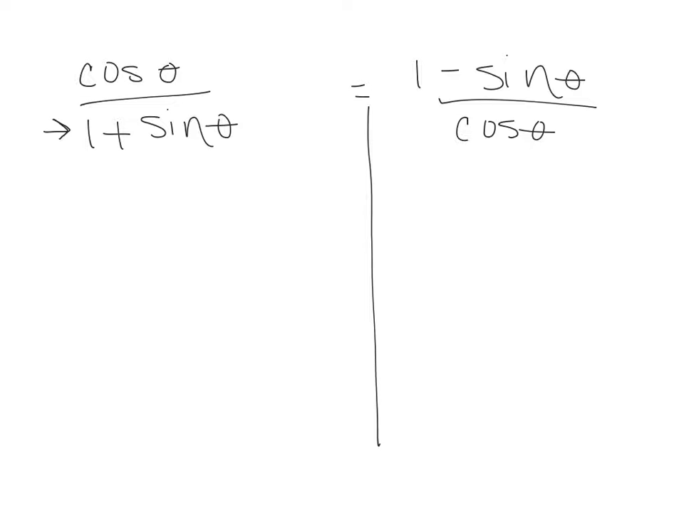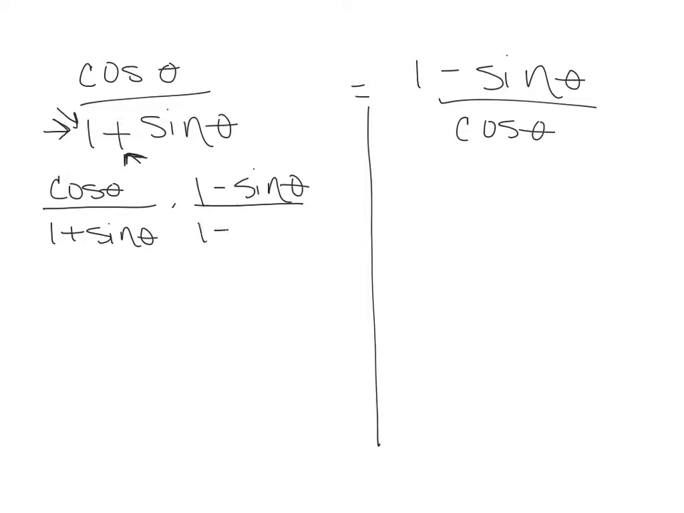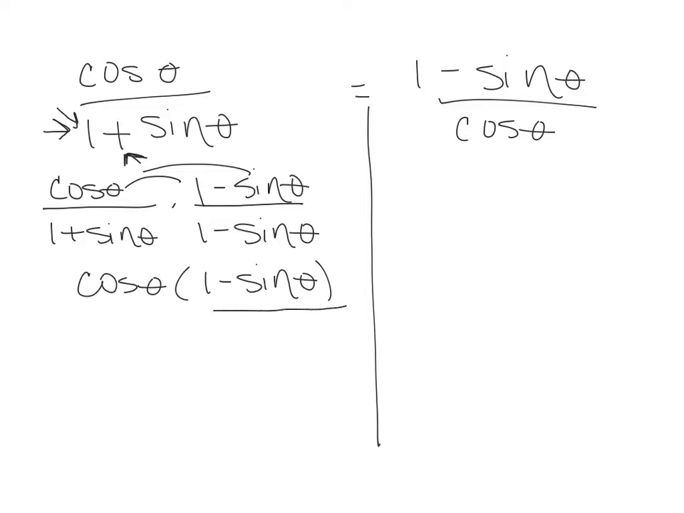And what we want to do is take this one and rationalize it. So we're going to take the top and the bottom and multiply it by the conjugate. And the conjugate simply is the opposite sign of whatever's on the bottom. So it would be 1 minus sine of theta. And so when I take the cosine and multiply it, I get cosine theta times 1 minus sine theta. And I don't think I'll put it together yet. I'm just going to see where this goes.